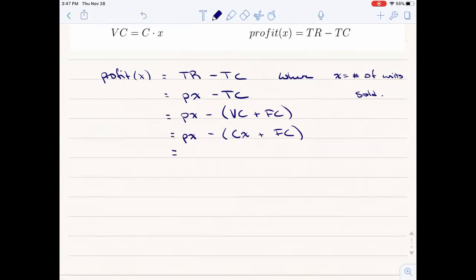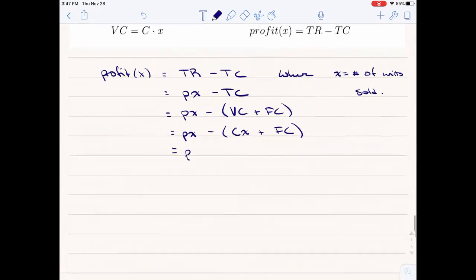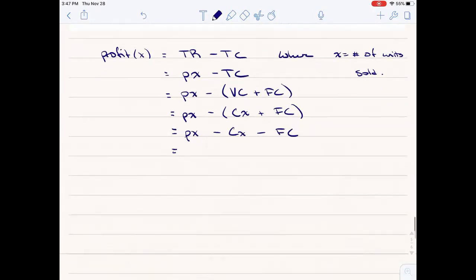Now we're going to expand and simplify. So we've got PX minus CX minus the fixed cost. Pulling out that common X, we get X times P minus C, minus the fixed cost is our profit function. Okay.